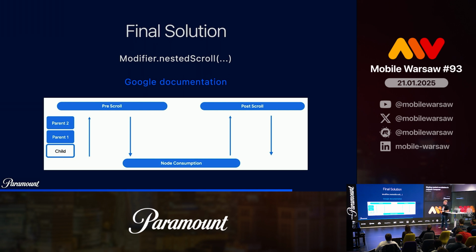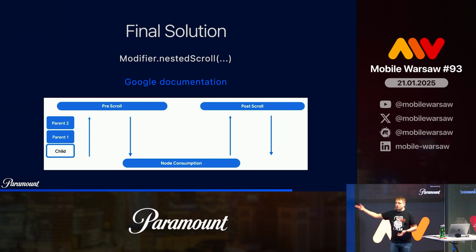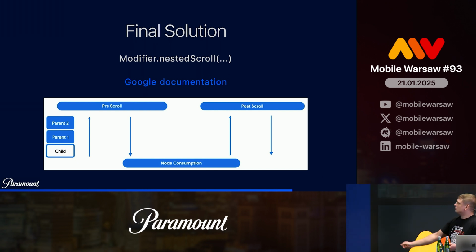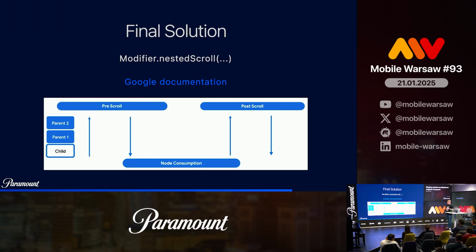consume them. So for example, here, let's say that parent 1 took 10 pixels from the initial 20. Parent 2 will get information: hey, there are 10 pixels, maybe you want some of them. No, I'm fine, thanks. So we're going to reach the root of the nested scroll hierarchy with the 10 pixels. Then those 10 pixels will be sent back to the child so that he can consume them, so scroll itself. Afterwards, the same process goes for the post-scroll. The child is saying, hey, I've scrolled, and passing the information to the parents.